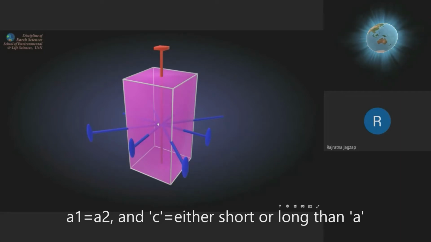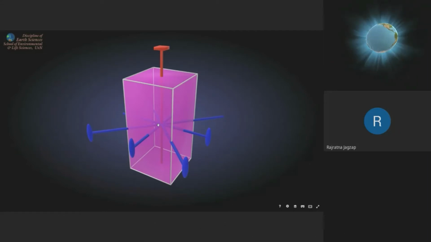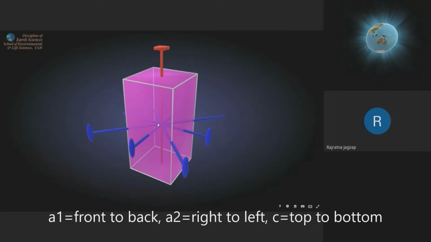Now, how do I describe the axes? There are a total of 3 axes. The plural of axis is axes, A-X-E-S. One axis is going from front to back, passing from the center of the front face to the center of the back face. The second axis is going from right to left, passing from the center of the right-hand side face to the center of the left-hand side face.